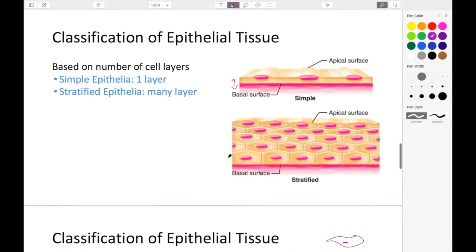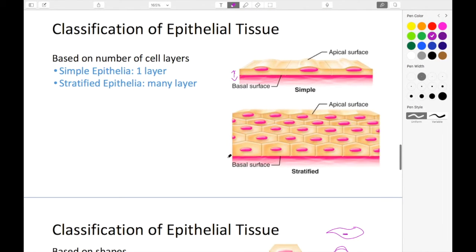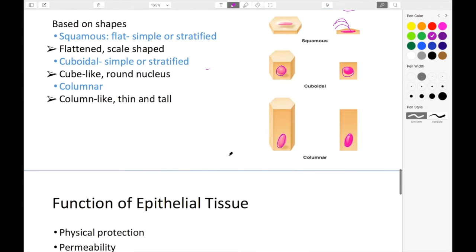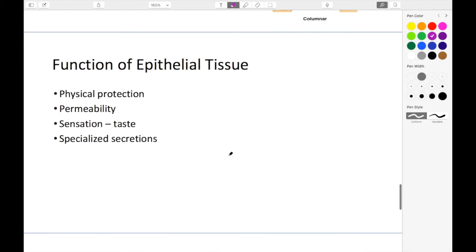So as I mentioned earlier, based on number of cell layers: simple, one layer; stratified, many layers. Based on shape: squamous, cuboidal, and columnar. Okay, the main functions of epithelial tissues include physical protection, permeability, sensation, and specialized secretion. We're going to see these things when we talk about the subdivisions of epithelial tissues. Okay, different types of epithelial tissues. We're going to focus on these functions, and we generally took these functions from each type of those subdivisions. Okay, so that's the idea.